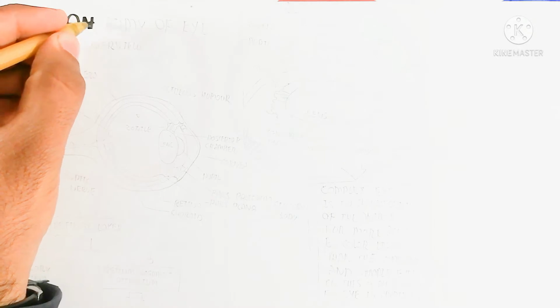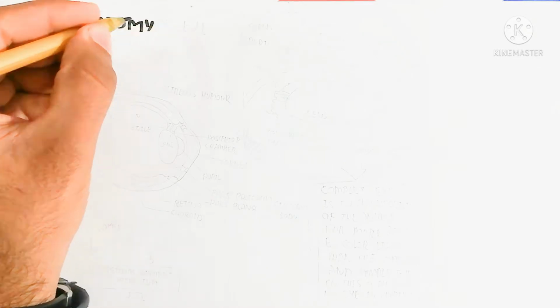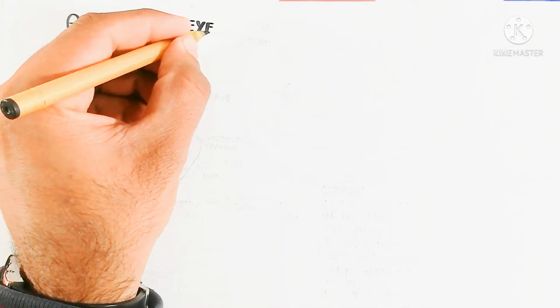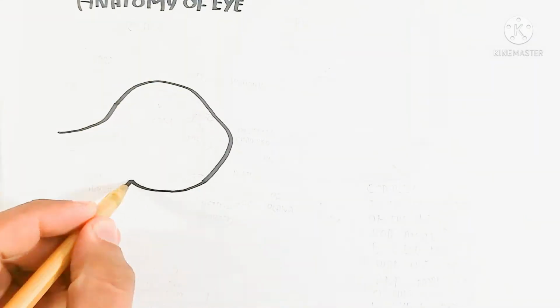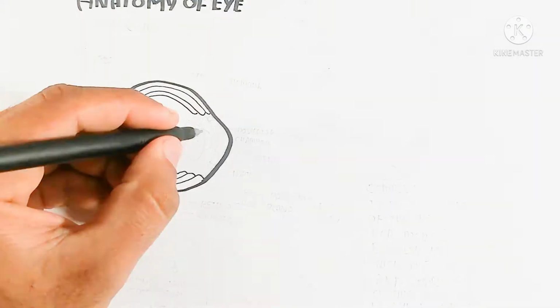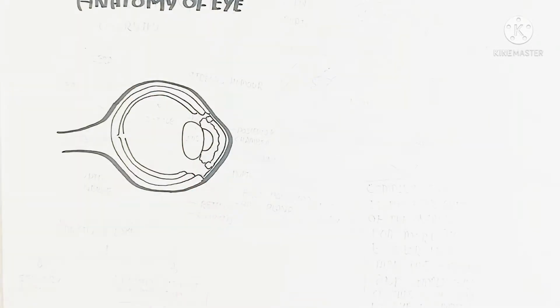Hello, in this video we will discuss the anatomy of the eye. The anatomical aspect we will discuss, and a little bit about the physiological. So here is the eye, the general structure of the eye, which contains three layers.